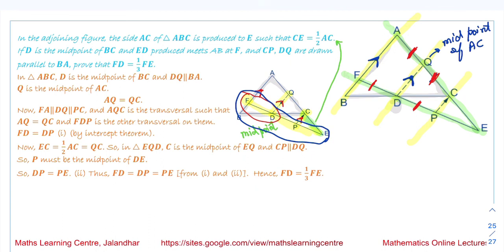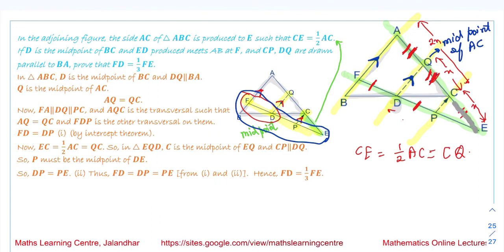Now in the question it is given that CE equals 1/2 times AC, and 1/2 times AC means the length CQ. Suppose this length is x, then the whole length is 2x, and it is given that this length is also x. So these two lengths are equal, and this is also equal to this length. Now we consider the triangle.